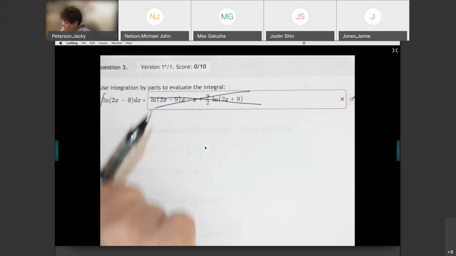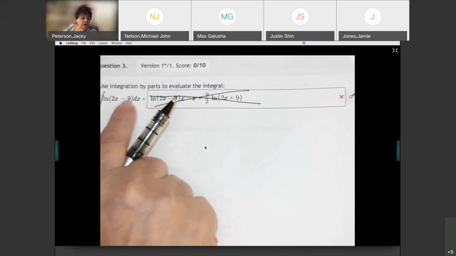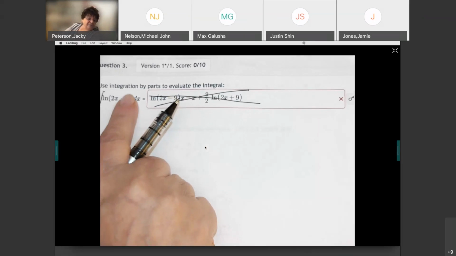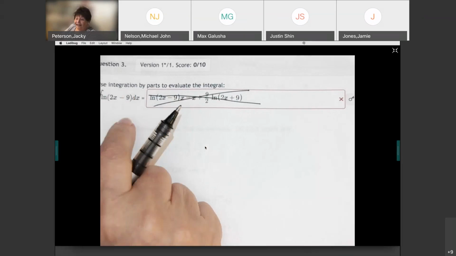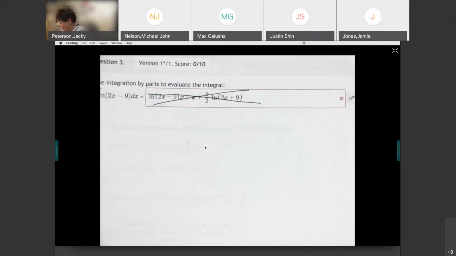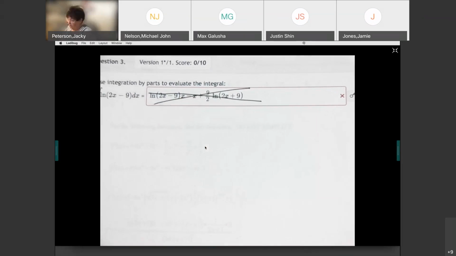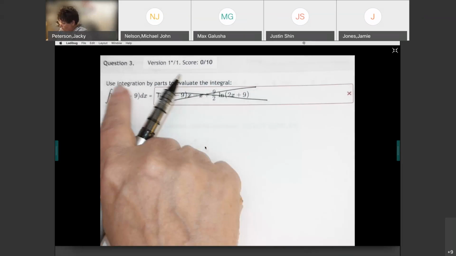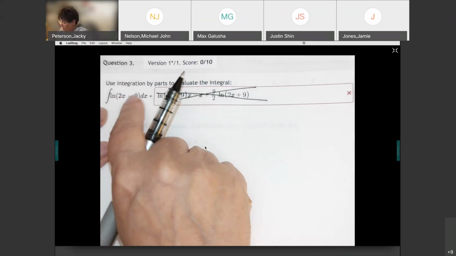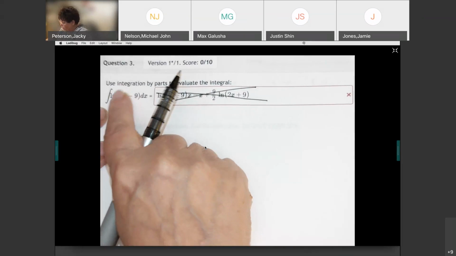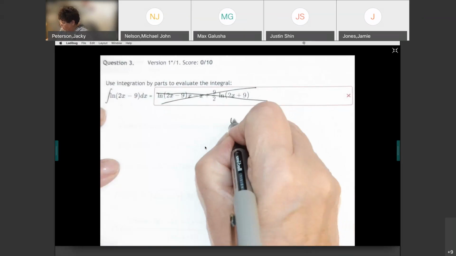And so no matter what, when you're doing a parts problem, best teacher ever. Yeah. I don't feel like it at the moment. Well, feelings don't matter. Anytime you're dealing with parts, natural log is always going to be what you're going to differentiate because you don't know how to integrate it.